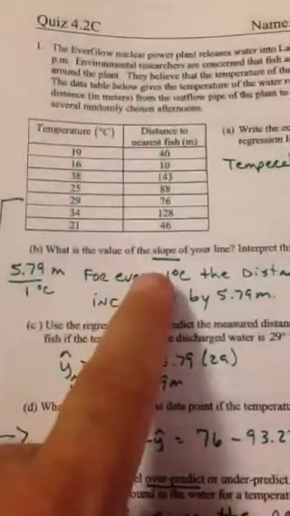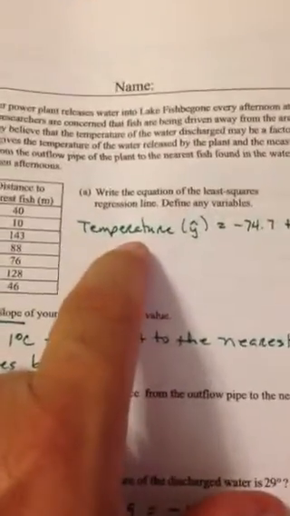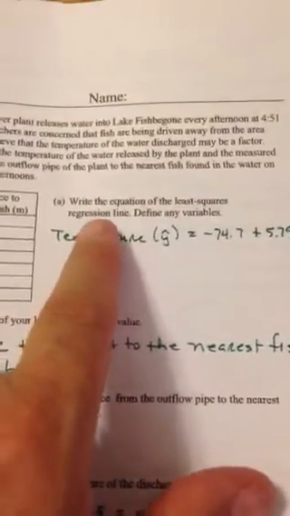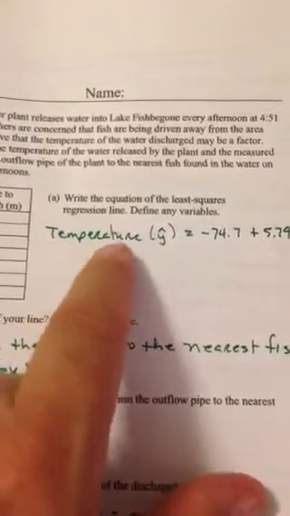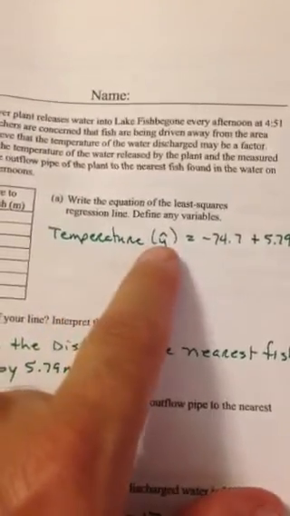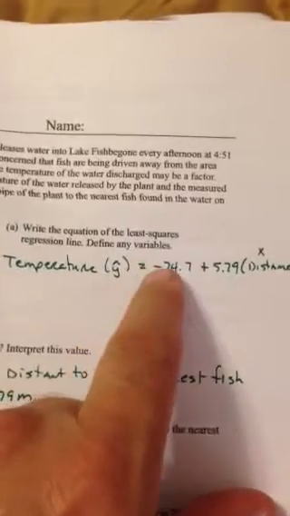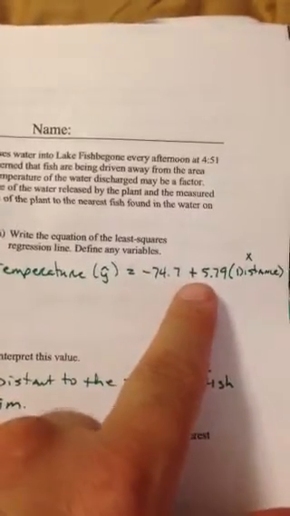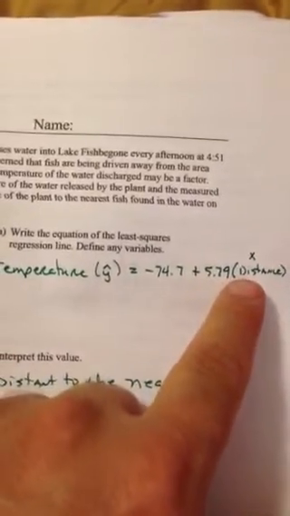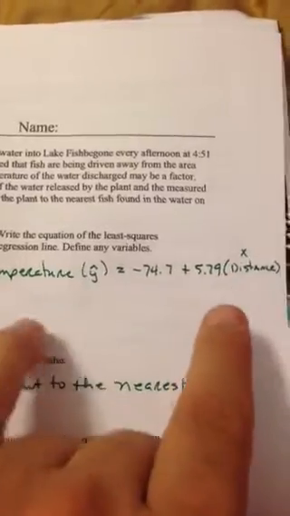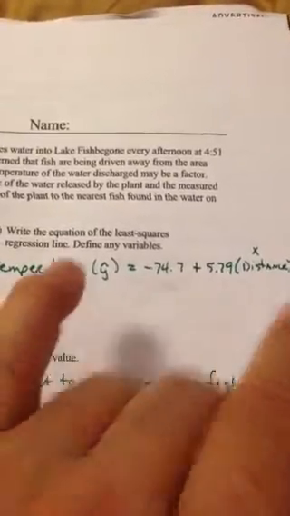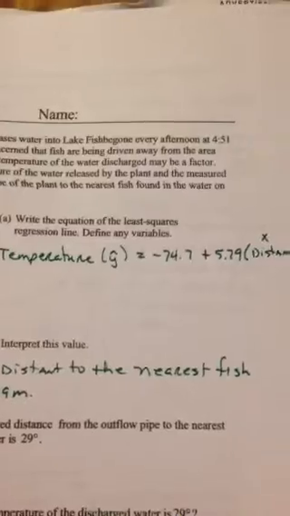So before I get to there, let's go back to here. Now it says, what is the slope of the line? Remember, this is another way I did it. So this is write the equation of the line and define any variables. Well, I put temperature as my x and distance as my y: y hat equals negative 74.7 plus 5.79 x, where x is temperature and y is distance. As long as I'm just basically looking that you understand what the variables represent.